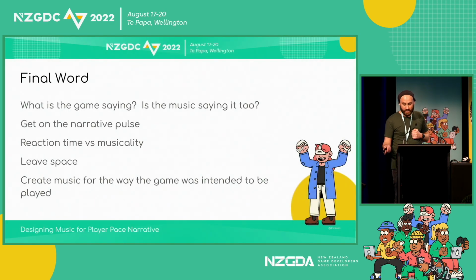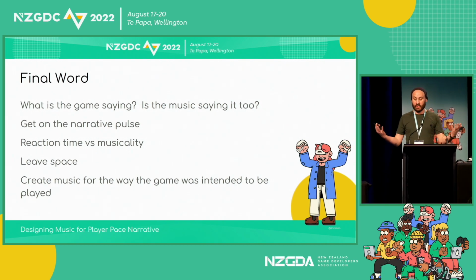So the final word, what is the game saying? Is the music saying it too? What agency does your player have, and how can you use that agency for progression? Is it traversal over a period of time? Do I need to make sure you know where you are within a puzzle, or what you're doing here? Do I need to remind you of things? I think music has a very big part in reminding the player where they are up to. Get on the narrative pulse.